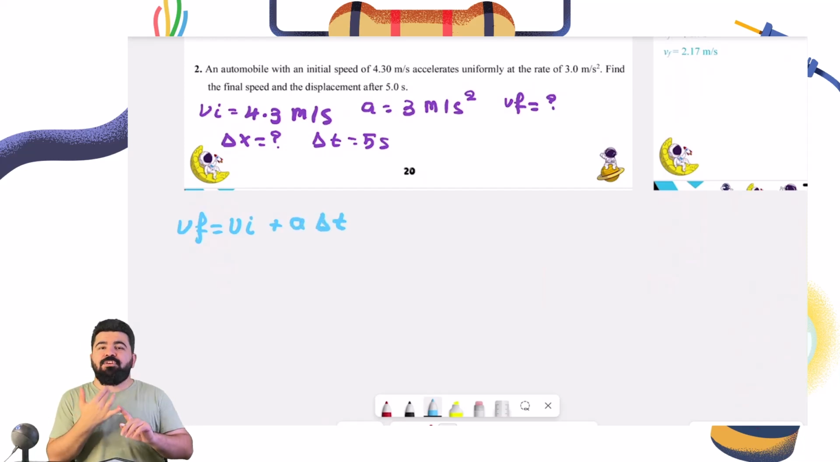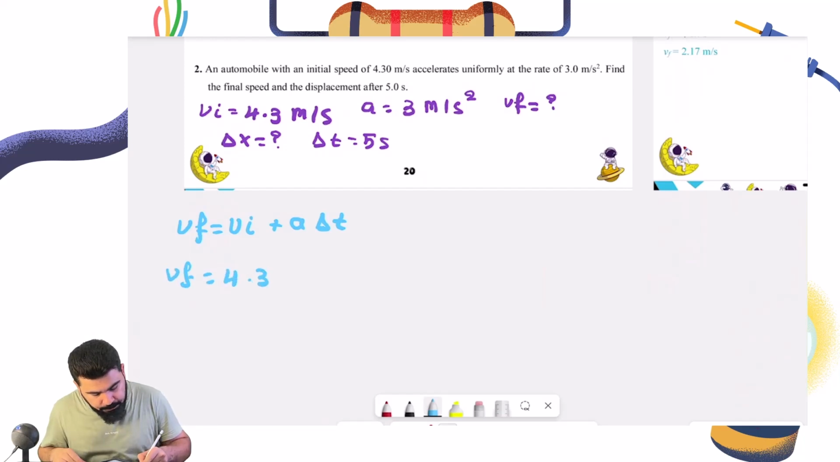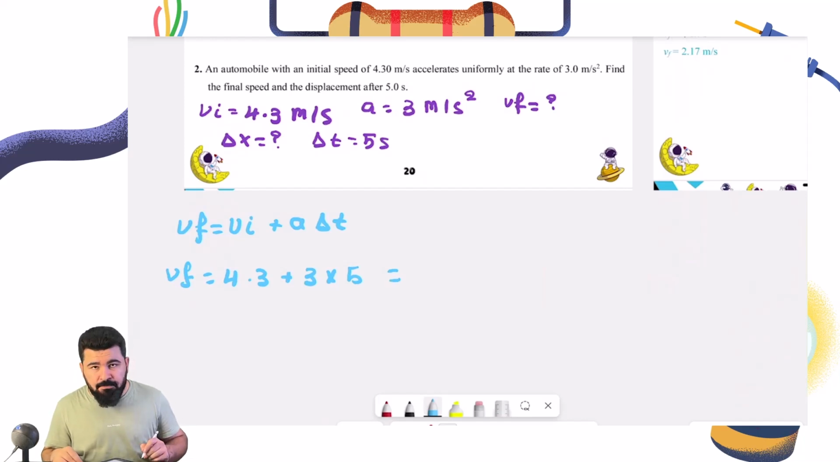Okay, we have V initial, we have acceleration, and we have delta t. Just plug them in, and you're going to find V final. V final is equal to V initial, which is 4.3, plus acceleration, which is 3, times delta t, which is 5 seconds. 3 times 5 is 15. 15 plus 4.3, we have 19.3 meters per second. That is V final.